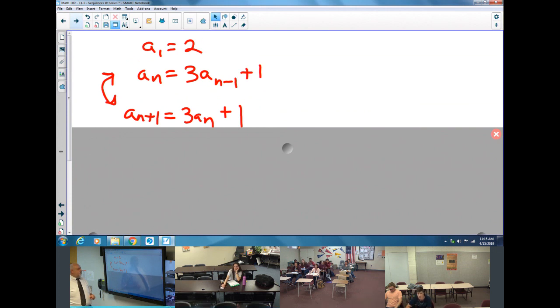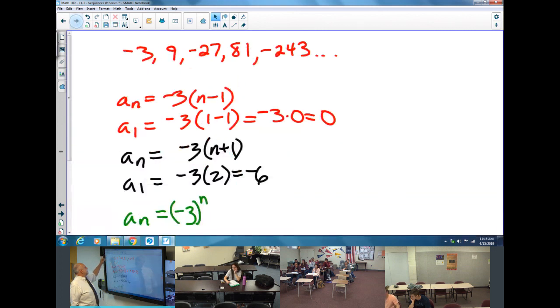7. Now, notice how I've got the rule written 2 different ways, but they actually mean the same thing. I could say a sub n is 3 times a sub n minus 1, so that's the term before, plus 1. Or I could say the next term is 3 times the previous term plus 1. So there's not one way that you can write the rule. There's several ways that make it possible.